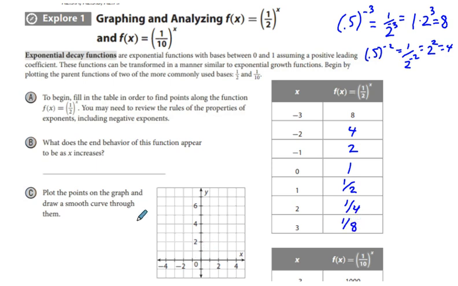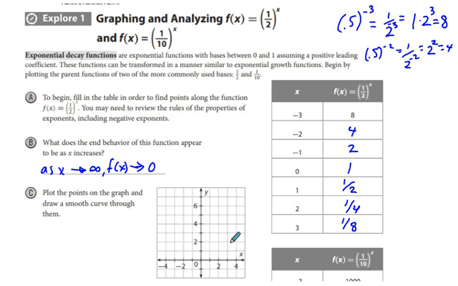Now it says B, what is the end behavior of this function? Does the end behavior of this function appear to be as x increases? What are we going toward in output? Well, as x approaches infinity, f of x approaches 0. So that would be our end behavior as we go to the right.